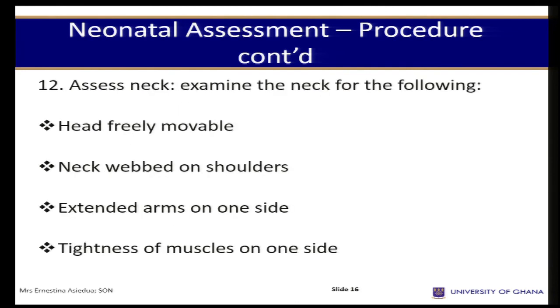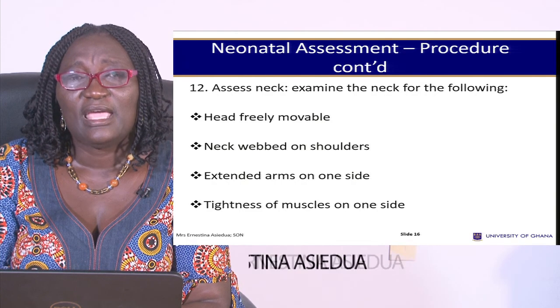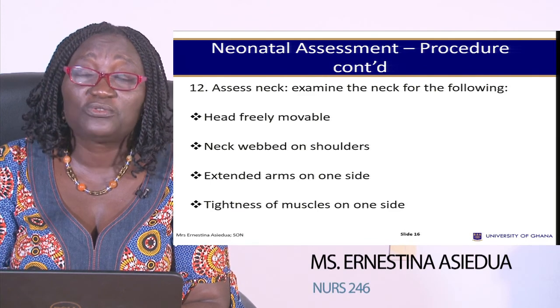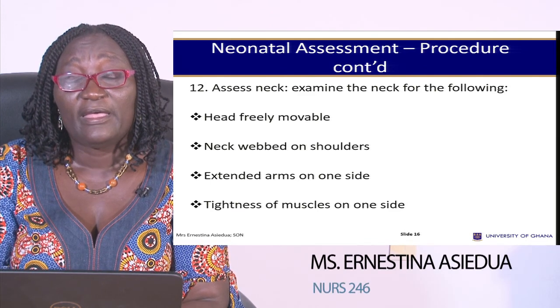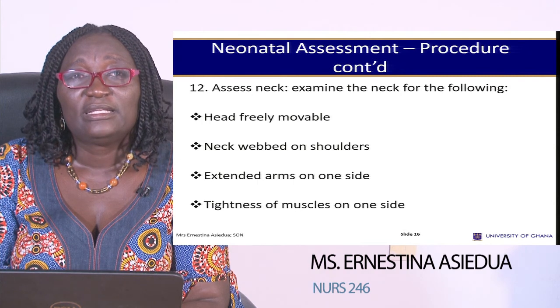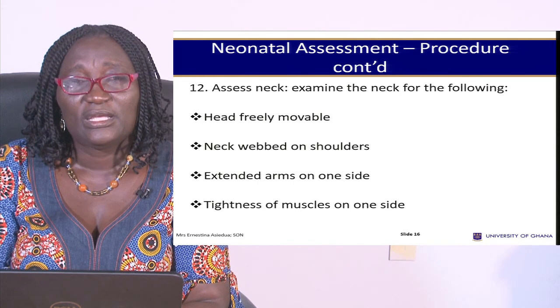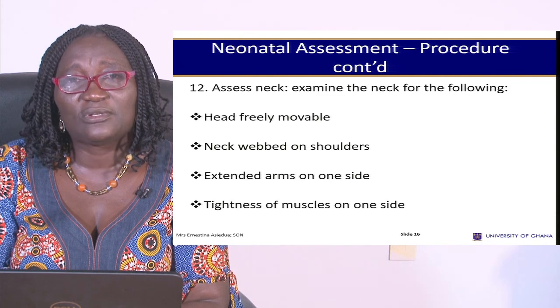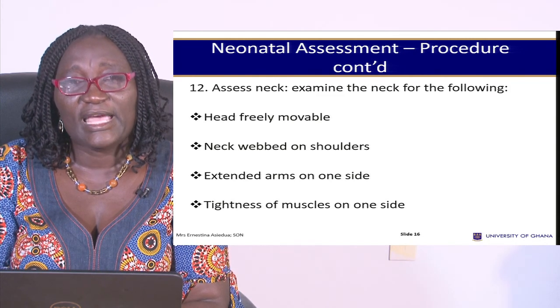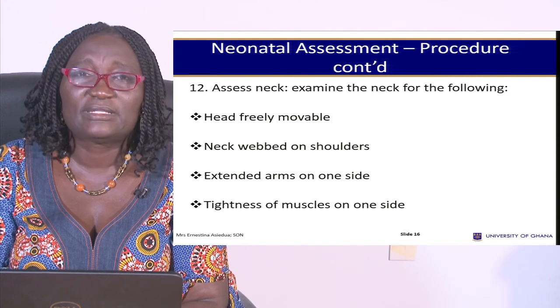Now you continue to assess the neck. You examine whether the head is freely movable. In a newborn, some level of lagging of the head is acceptable, but you should be able to identify between the normal and the abnormal. You check whether the neck is webbed on the shoulders, and then you extend the arms on one side, checking for tightness of muscles on one side.